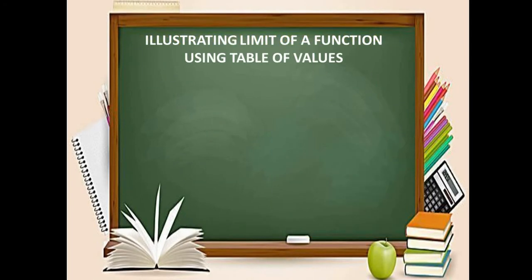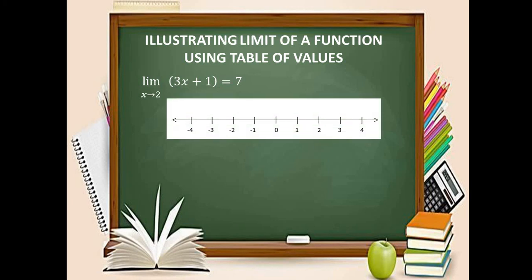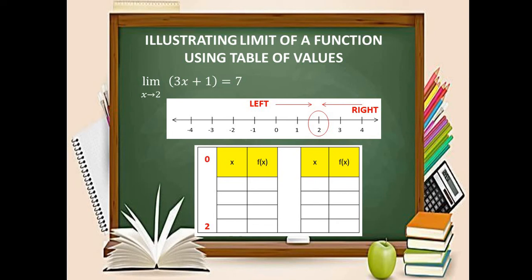Now, we are going to illustrate the limit of a function using a table of values. For example, the limit of 3x plus 1 as x approaches 2 equals 7. We are going to make a number line. Our input here is 2, right? So, from the left approaching 2 and from the right approaching 2. From the left we are going to start from 0 going to 2, and from the right we are going to start from 4 going to 2. So we have this table from 0 to 2.